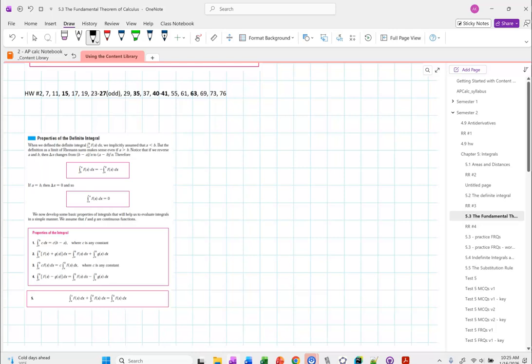So remember, we're working on these two different ideas. We had this antiderivative process, and we had this area under the curve, or integral process, right? And today we're going to marry those two things together.